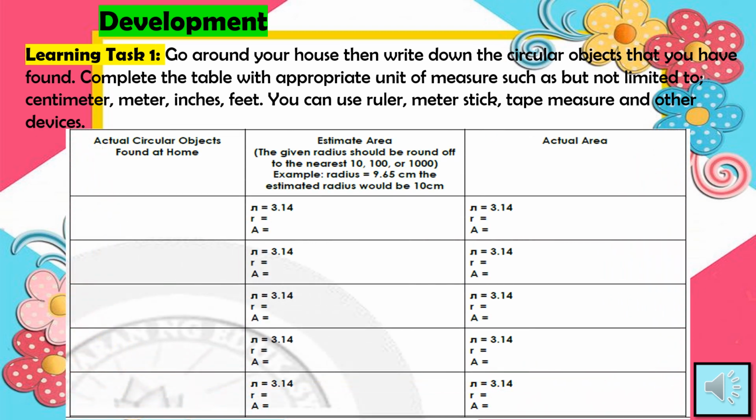So we have the actual circular objects found at home in the first column. And then in the second column, we have the estimated area. The given radius should be rounded off to the nearest 10, 100, or 1000. Example, if the radius is 9.65 centimeter, the estimated radius would be 10 centimeter. And then we will also find the actual area.